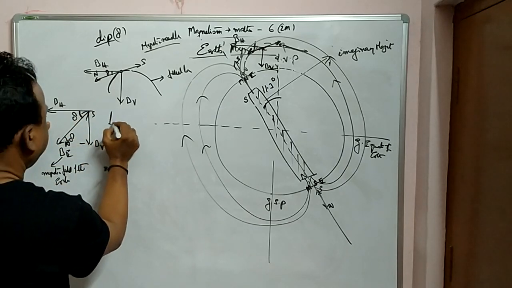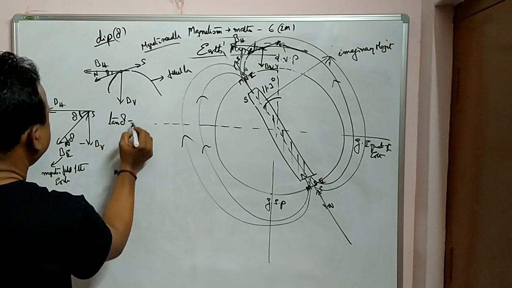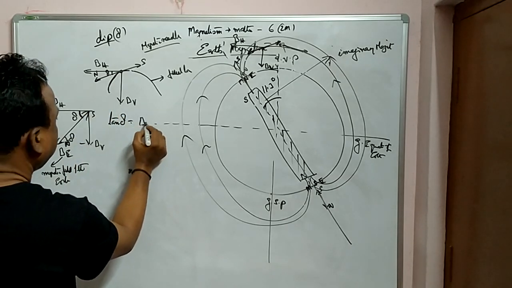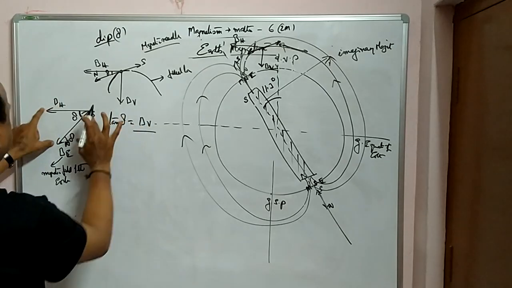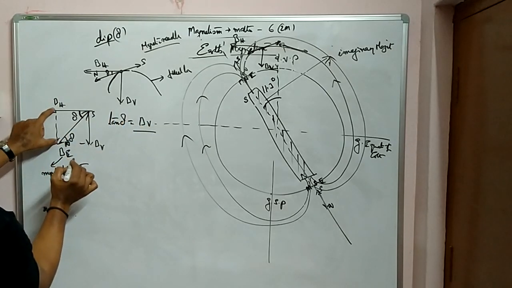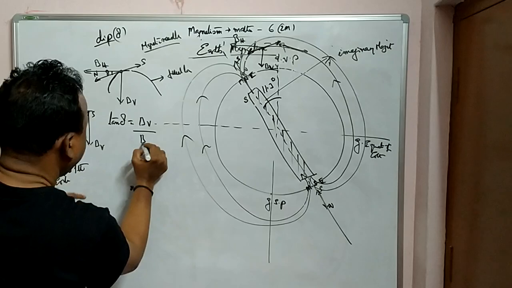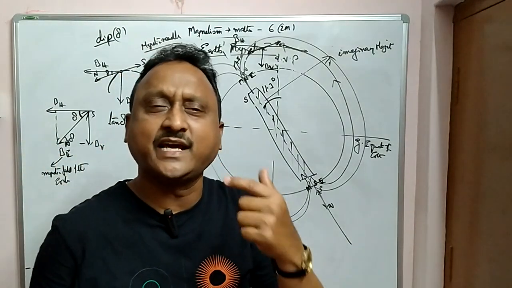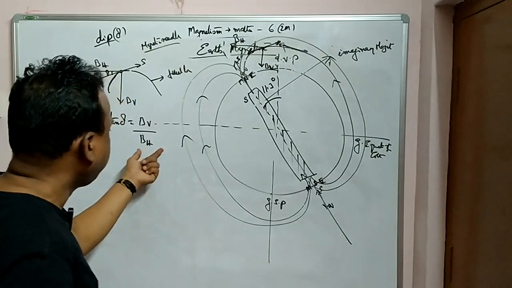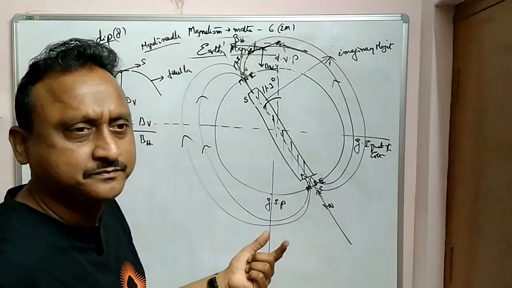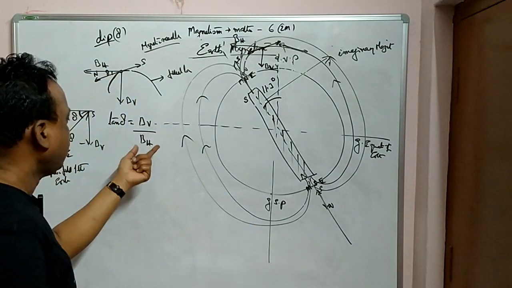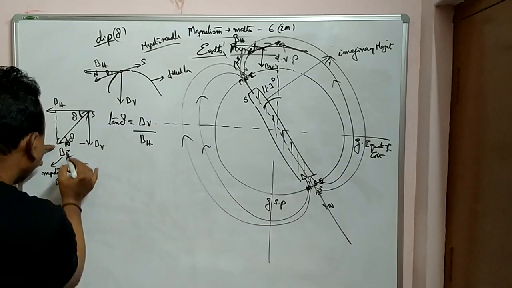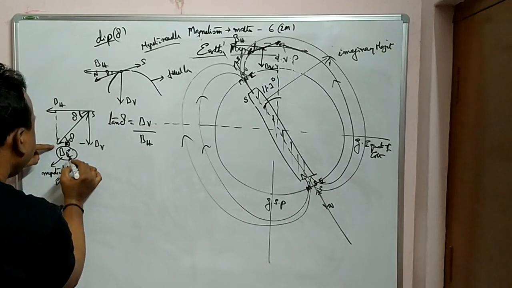So what is tan delta here? Opposite by adjacent. You can see opposite. You draw the line. Opposite by adjacent, BV by BH. BV means the earth's vertical component, BH means the earth's horizontal field. Earth's vertical component, this is the earth's horizontal. That is tan delta.